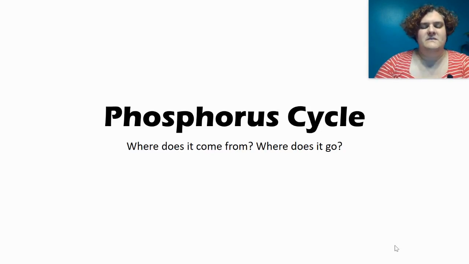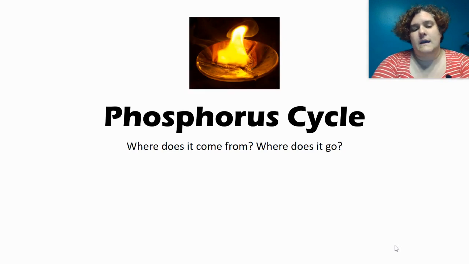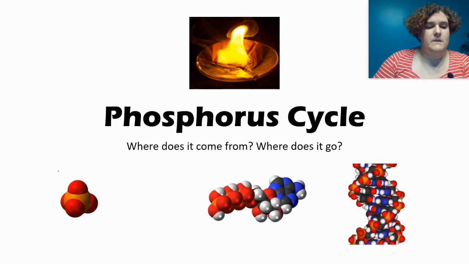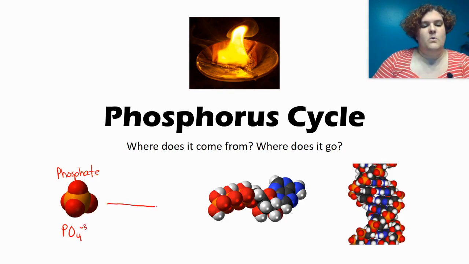The phosphorus cycle. We're going to talk about where it comes from and where it goes. Now, usually you're not going to see phosphorus all by itself because it's very reactive. If it comes in contact with oxygen, it burns, as shown here. So what you're actually going to see more commonly is phosphate. And that's just one phosphorus attached to 4 oxygen atoms. And what's shown in orange there is the phosphorus.